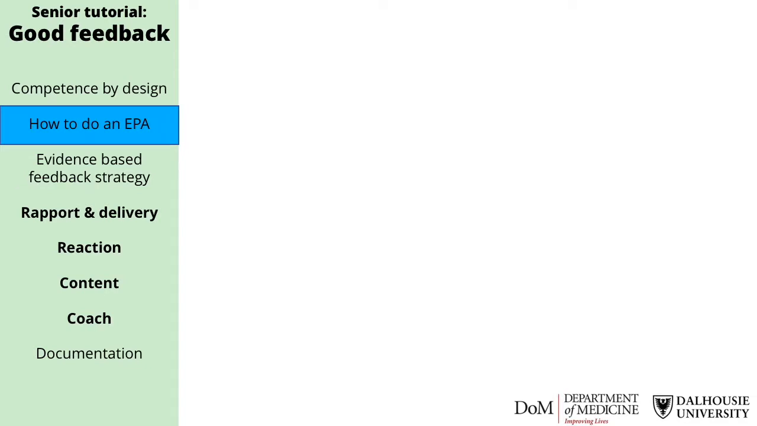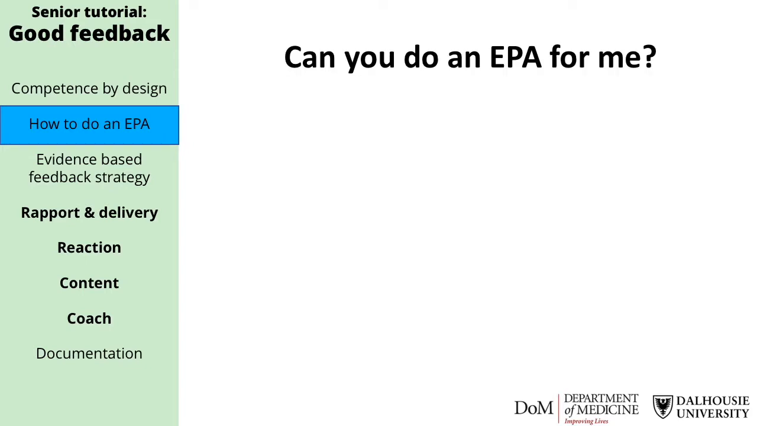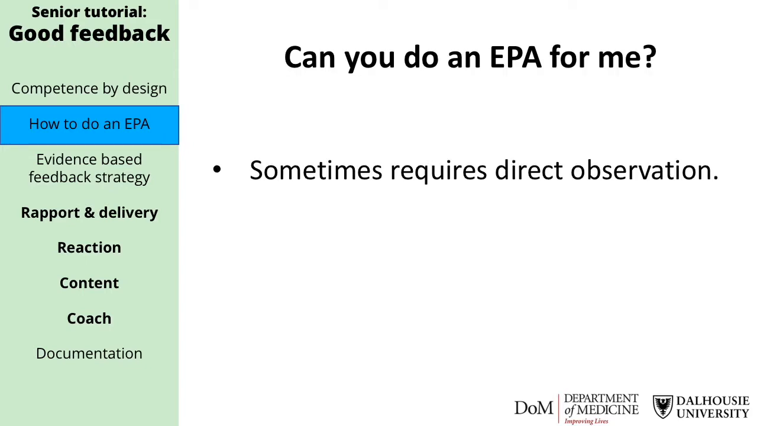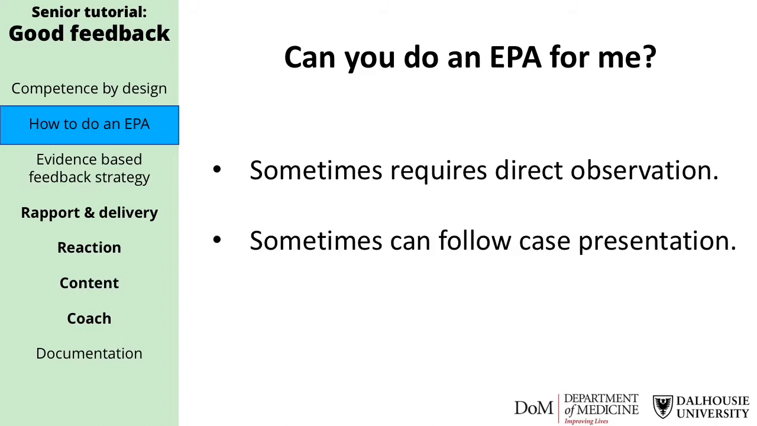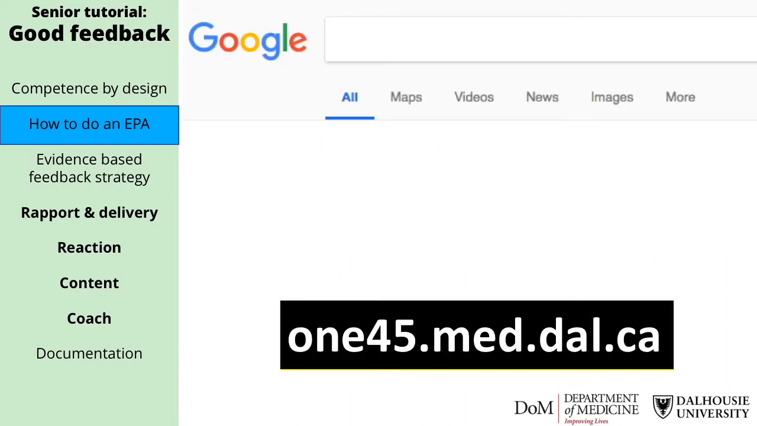So how does that work logistically? A resident is going to come up to you and ask you to do an EPA for them. Now, sometimes this will require direct observation with you watching them seeing a patient, and sometimes it's simply going to require you to evaluate them based on a case presentation. So after you observe the learner, either in the room with the patient or by listening to their presentation, you're expected to provide feedback and fill out an EPA form. Now, the forms can be found on 145, so make your way to the nearest computer, go to 145.